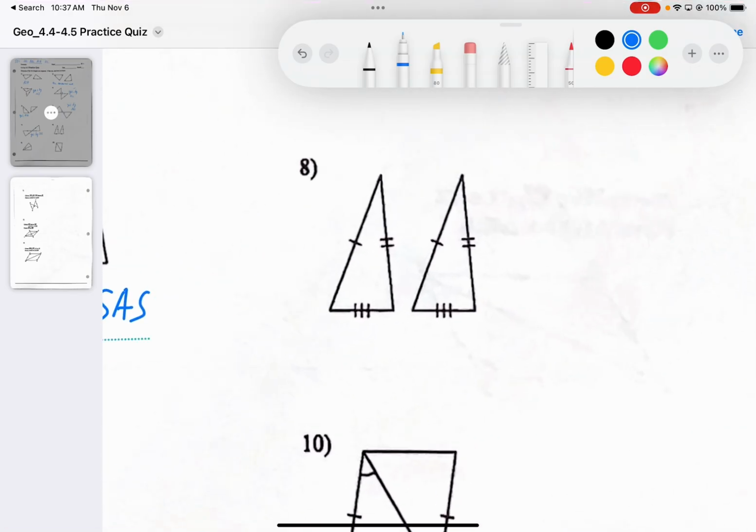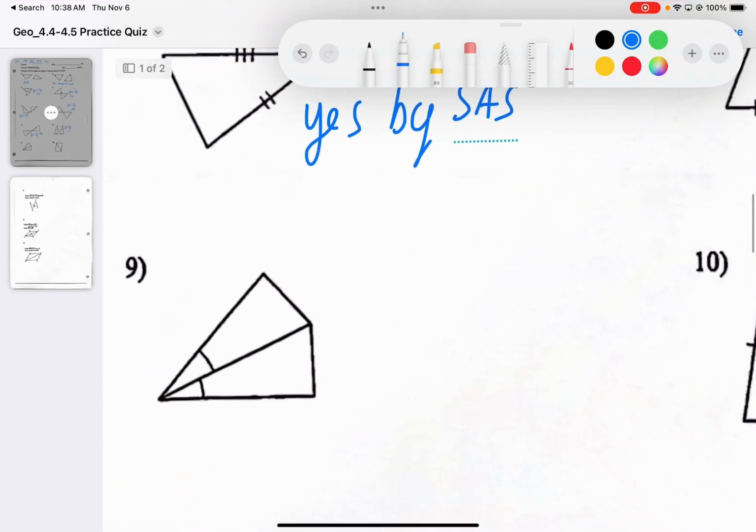Who did 8? Did no one do 8? That's the easiest one on there. What is 8? Yes, the easiest one on there. We have 3 pairs of sides, so yes by side, side, side. What about 9? Not possible. Why not? Not enough. Yeah.